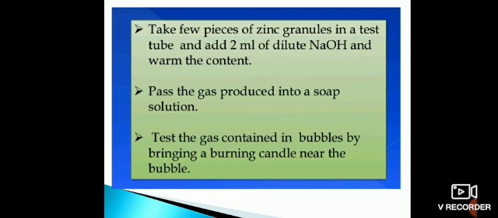Likewise, take a few pieces of zinc granules in a test tube, add 2 ml of dilute sodium hydroxide instead of sulfuric acid, and warm the contents. Pass the gas produced into a soap solution. Test the gas obtained in bubbles by bringing a burning candle near the bubble.